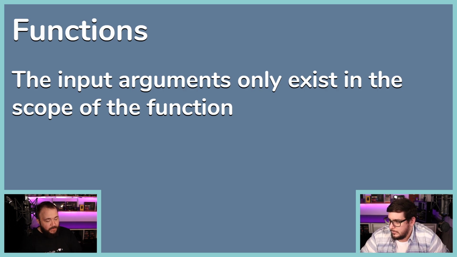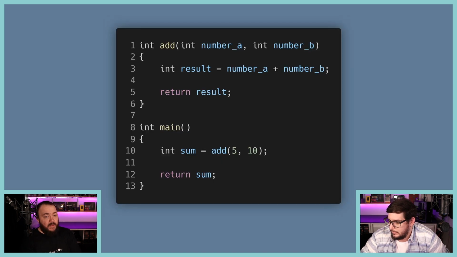So there's an important point here. The input arguments in a function only exist in the scope of the function. So if I go back, we have number A and number B. Those are variables, just like result is and just like sum is, but they don't get their value by someone saying number A is equal to whatever. They get their value from the outside, from someone calling the function and giving it.